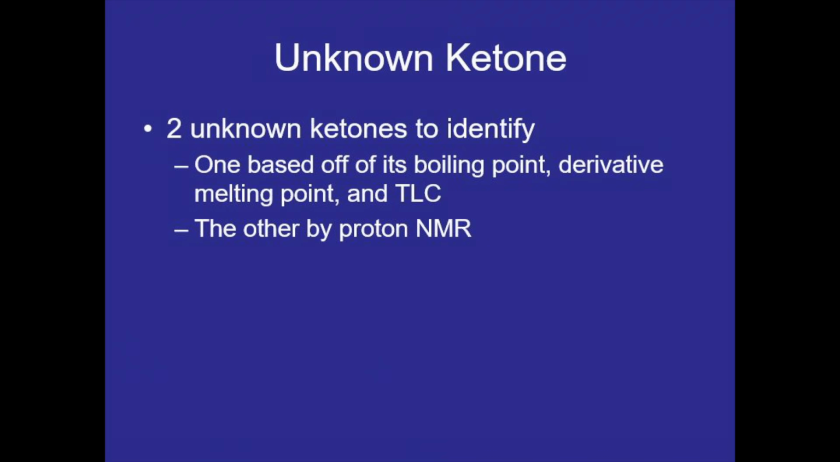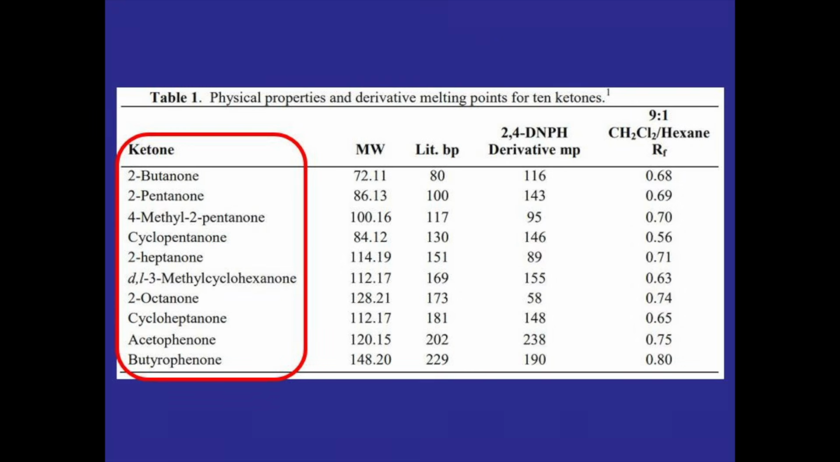And then you'll identify the second ketone using a proton NMR. So you'll be given an NMR for one of these 10 ketones. You have to figure out which one it goes to and then label the peaks.